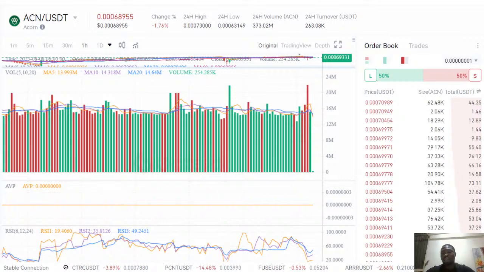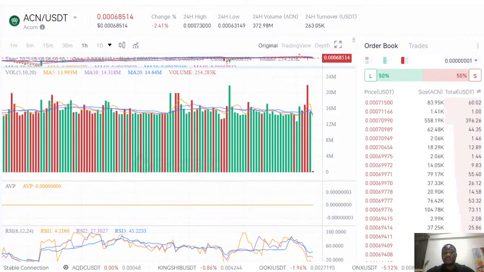All these are basic formations that are very important for us to take note of when analyzing the markets. That is what we have been looking at in the course of today's session.